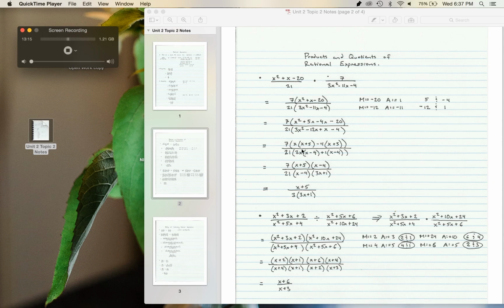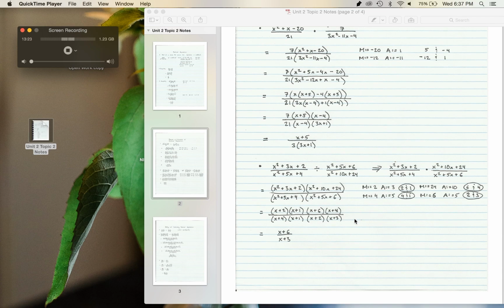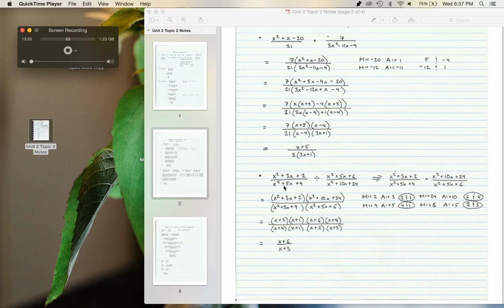We can also take a quotient of rational expressions or divide a rational expression by another rational expression. So in this second example here, I have a first rational expression with polynomials on the top and bottom, and a second rational expression the same, and I'm going to divide them. So I'm going to take this one divided by this one.